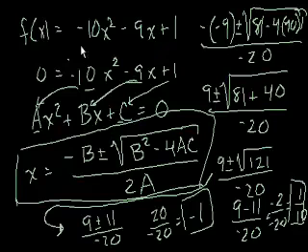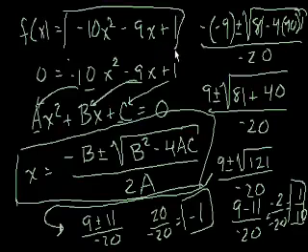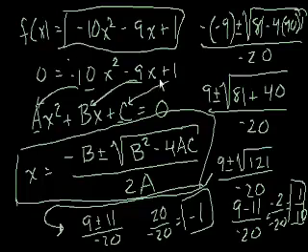So if we were to graph this equation, we would see that it actually intersects the x-axis, or f of x equals 0, at the points x equals negative 1 and x equals 1/10.